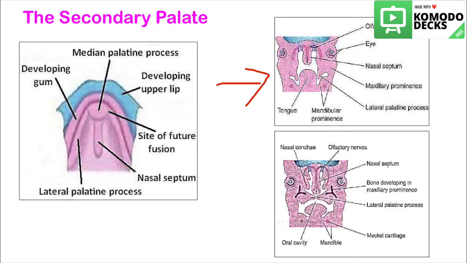So as a start, the lateral palatine processes will project in a vertical direction, inferior to each side of the tongue, and then with the development of the jaw, the tongue will move inferiorly and it will drop. During weeks 7 and 8, the lateral palatine shelves elongate and they ascend to a horizontal position above the tongue.